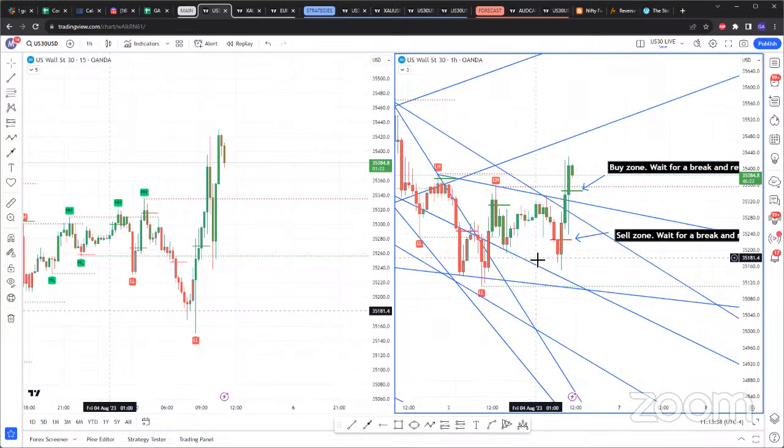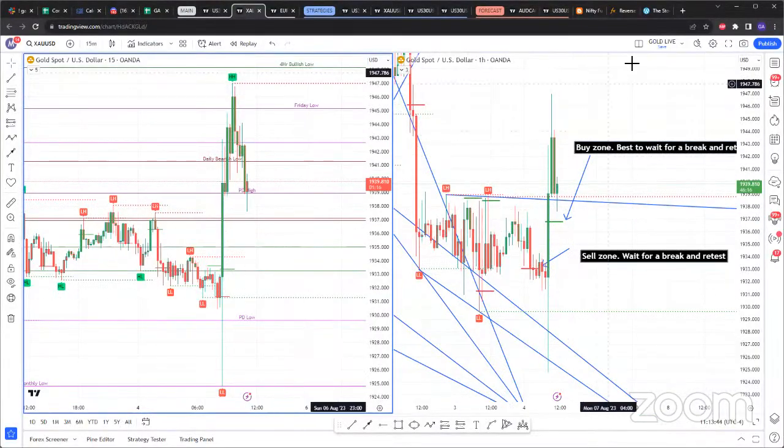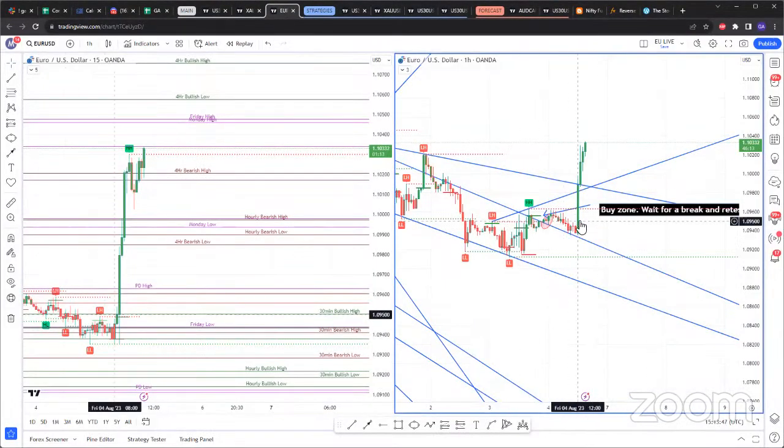So for me, my primary confluence to find my bias is trend lines on the hourly time frame, which is why you'll see me draw trend lines for all instruments that I trade.